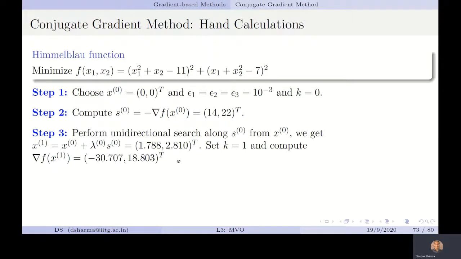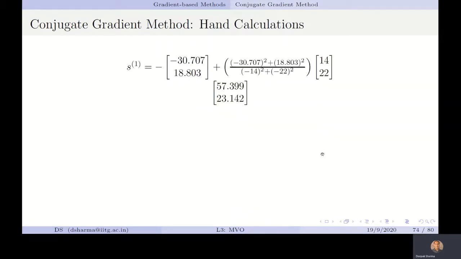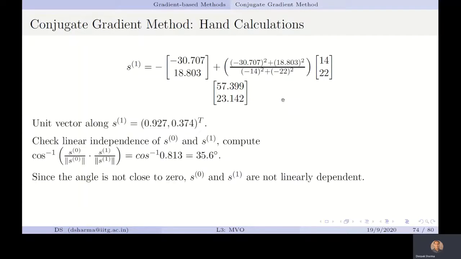We set k equal to 1 here, and then we compute the gradient of the function at the new point. At this point, we are going to find the conjugate direction S1 with respect to S0. The same formula is written here: minus the gradient of the function at x1, plus the numerator and denominator times S0. By putting in these values, you can see the column vector plus the square of the L2 norm is written here, and then the S0 direction. So we get S1 as this particular value.